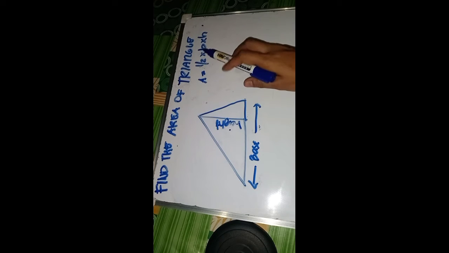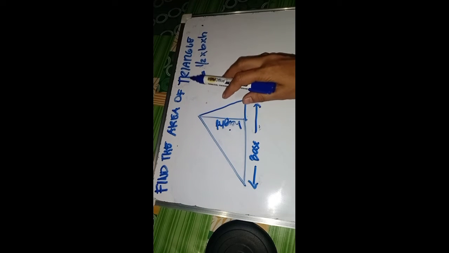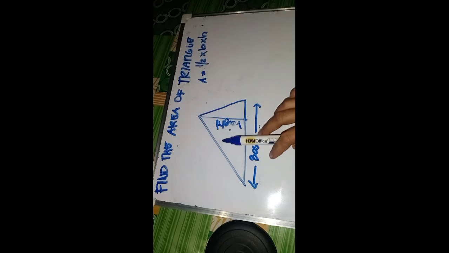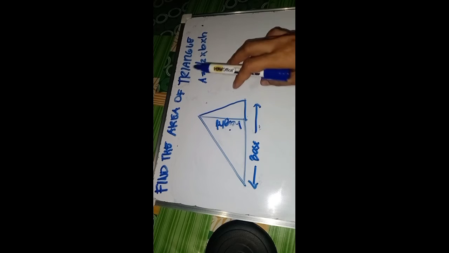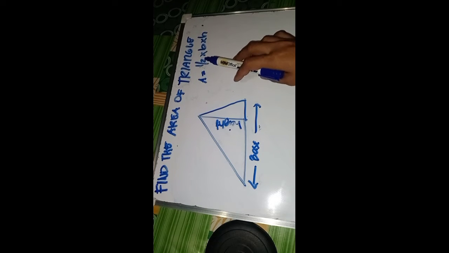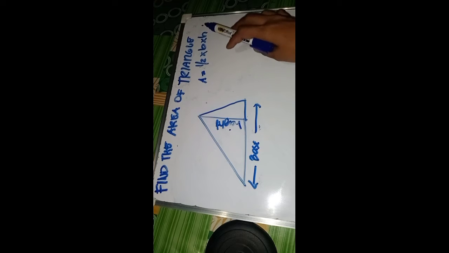Find the area of a triangle. The area of a triangle is defined as the total space occupied by the three sides of a triangle in a two-dimensional plane. The basic formula for the area of a triangle is equal to half the product of its base and height. So this is our formula for the area of triangles: 1/2 times base times height.